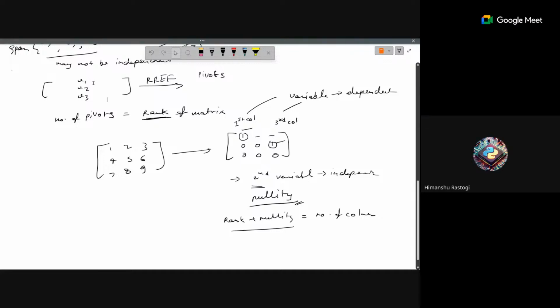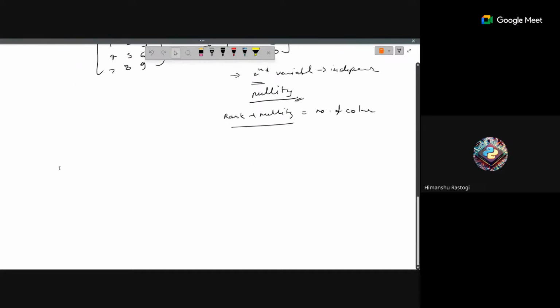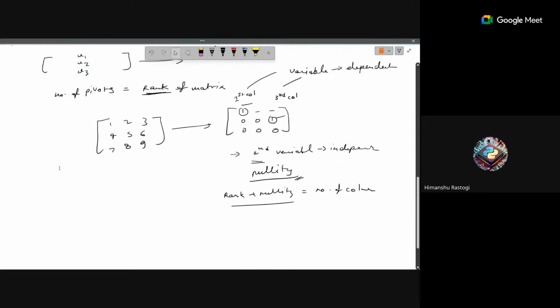Sir, can you please write an example basis for the vector space which you described by pivots? I'm not sure what the RREF of this is. Can you tell me the RREF? Then I can tell you surely. The RREF is like this: 1 0 0, 0 0 1, and 0 0 0. Okay, let's suppose this is the RREF.